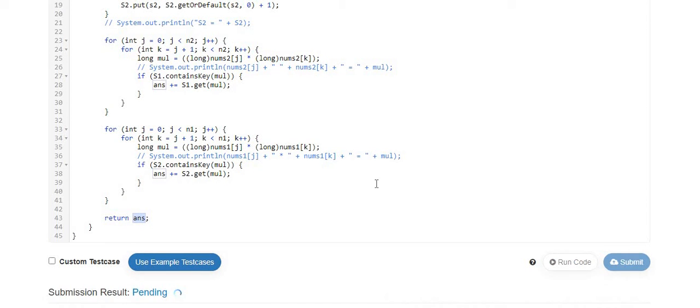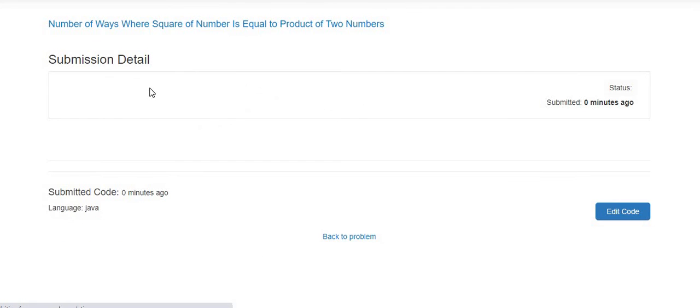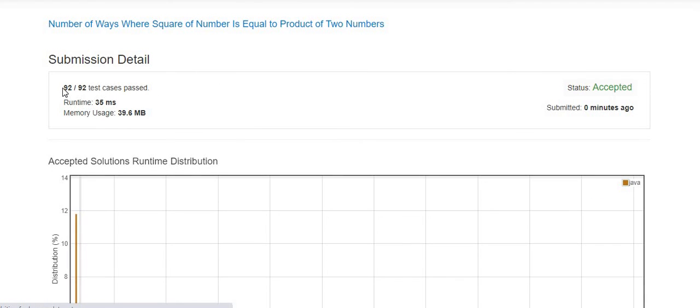So the solution is fully accepted on LeetCode. You can see it has covered all the 92 test cases over here.